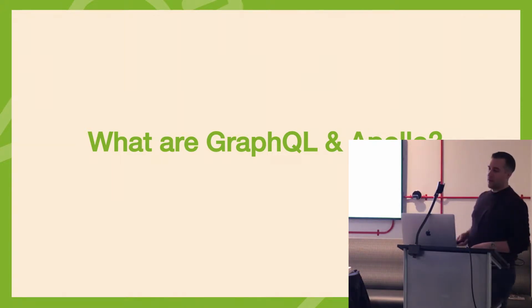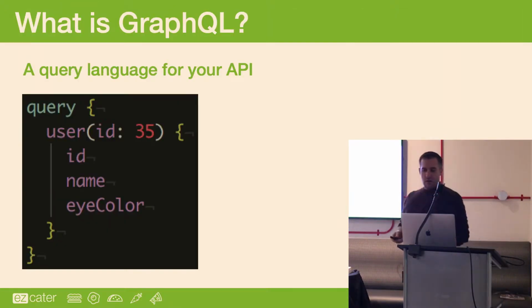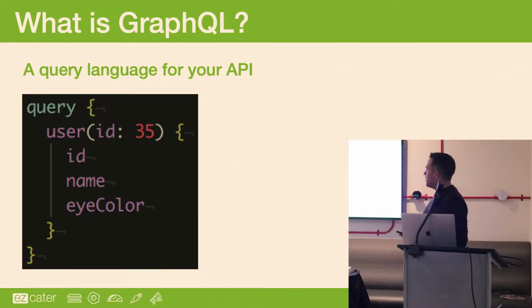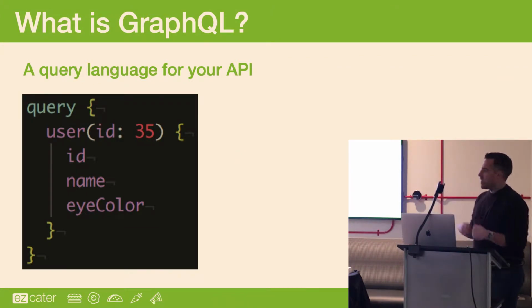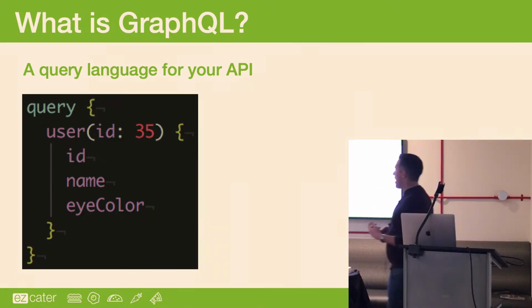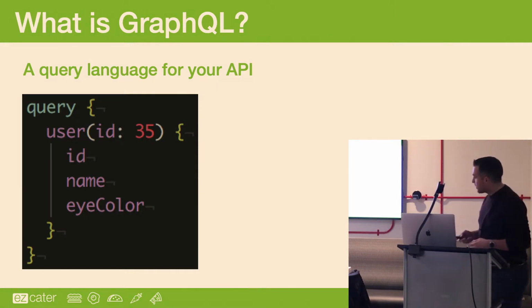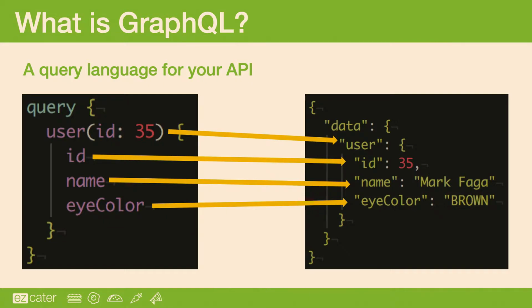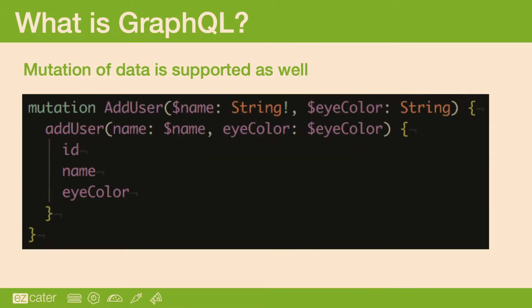So, what are GraphQL and Apollo? Here you can see that I'm requesting a user ID 35, and what I'm looking to get back is some information about that user. Ideally, their ID, their name, and their eye color. And so because GraphQL is just a query language for your API, what you ask for is what you get back. Right? So here you can see the response that's yielded on the right is a data object that has a user, and that user has an ID, a name, and an eye color.